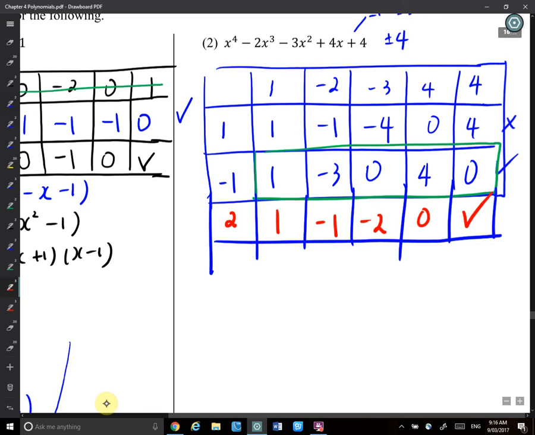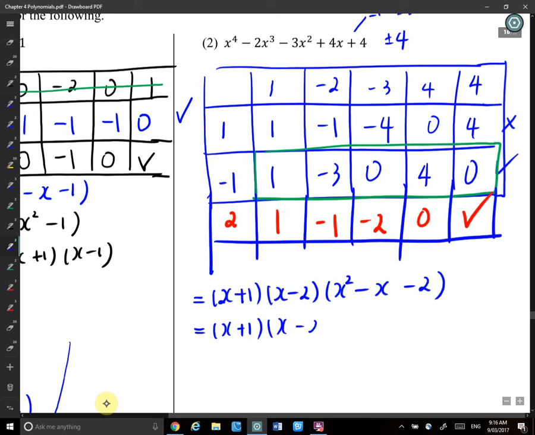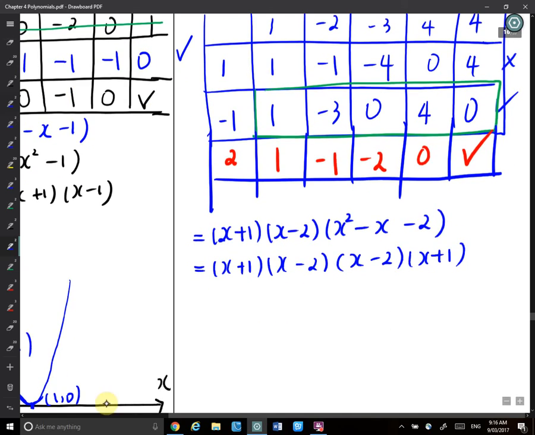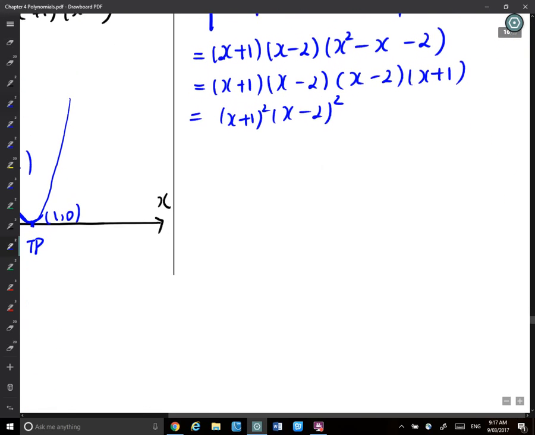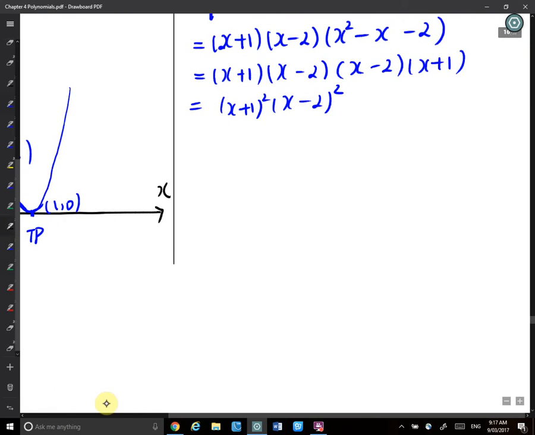So you have factors x plus 1 and x minus 2. So this equation will equal x plus 1, x minus 2, x squared minus x minus 2. That will be x plus 1, x minus 2, x minus 2, and x plus 1. So again, you have x plus 1 squared and x minus 2 squared. Okay, that is what you have.